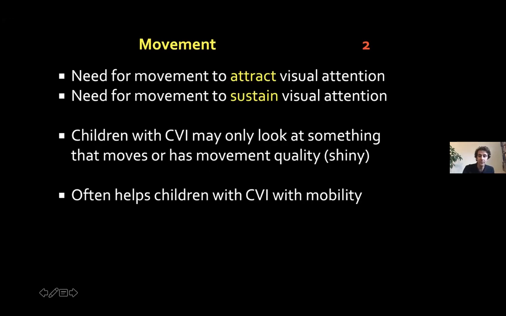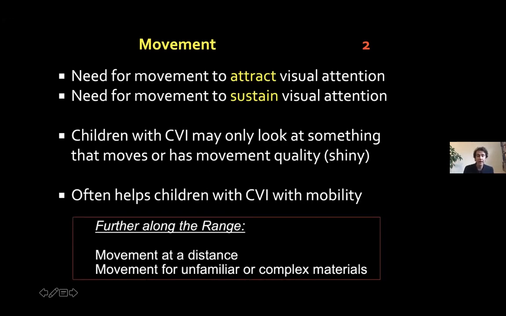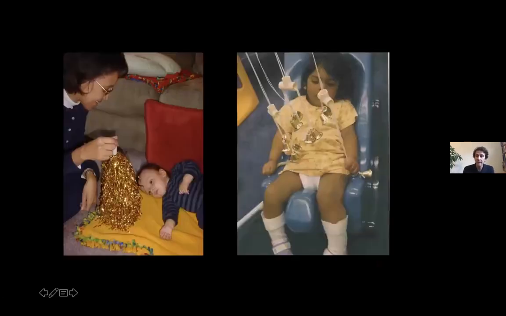Okay. So further along the range, a child doesn't need things that are up close or at near to be moving, but they may benefit from movement at a distance to get their attention or to sustain their attention, or they may benefit from movement given unfamiliar and complex materials. So at the lower side of visual functioning, phase 1, early phase 2, we're only looking at things that have a movement or a shiny quality. And further on, movement is used in a more functional context to be able to get our attention at a distance or during complex activities.